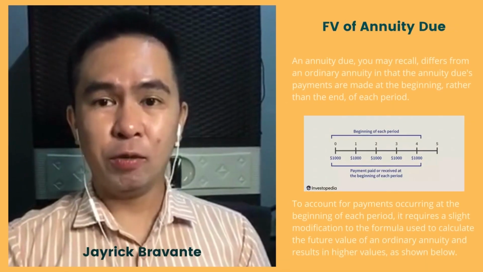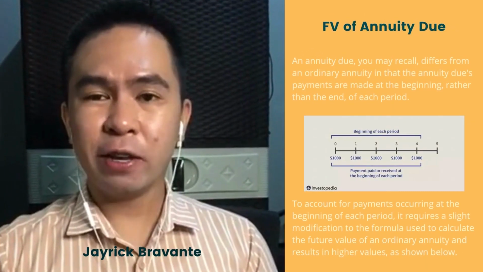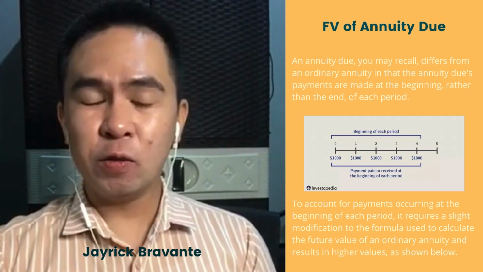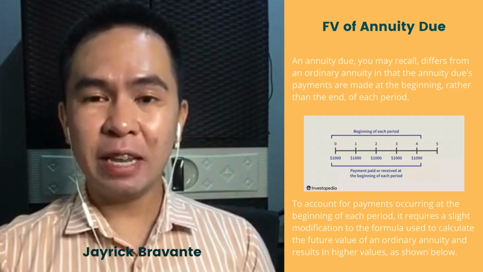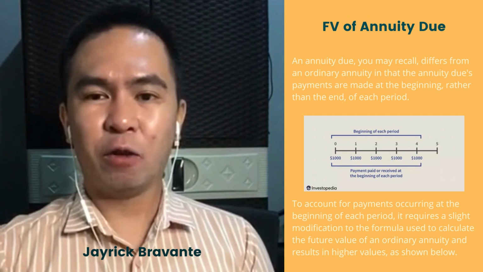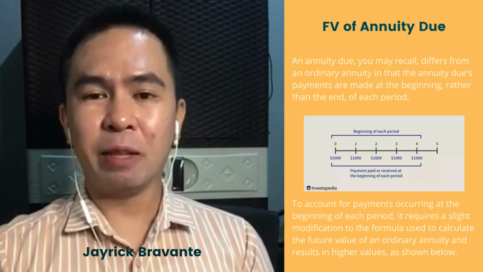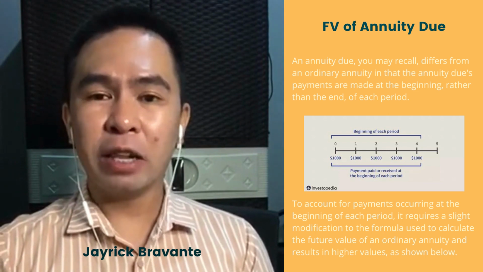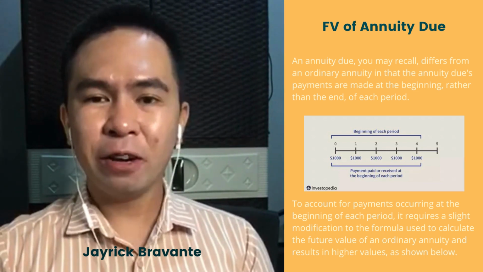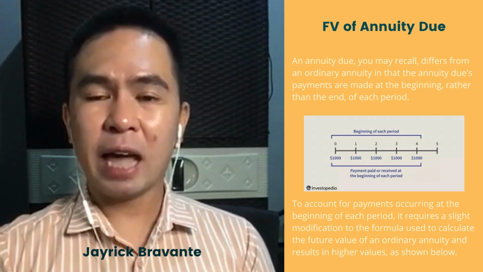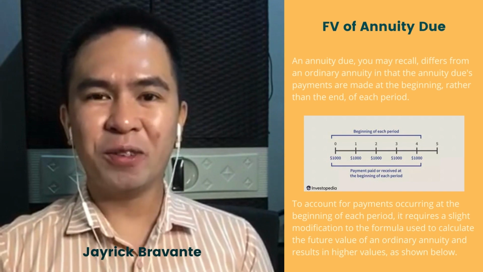An annuity due, you may recall, differs from an ordinary annuity in that the annuity due's payments are made at the beginning rather than the end of each period. To account for payments occurring at the beginning of each period requires a slight modification to the formula used to calculate the future value of an ordinary annuity, and the result is a higher value as shown below.